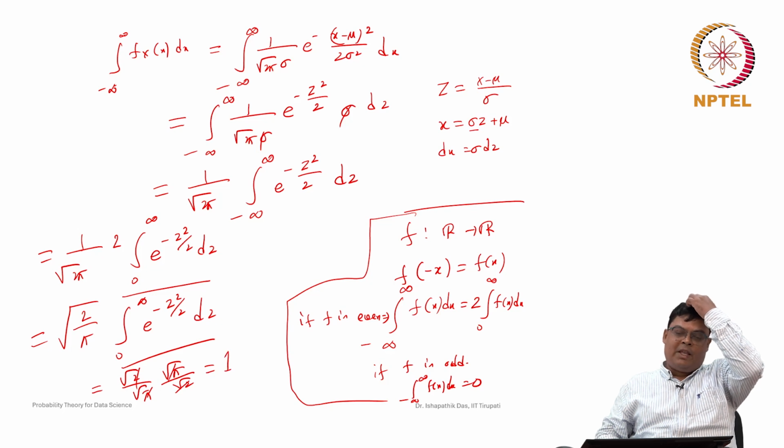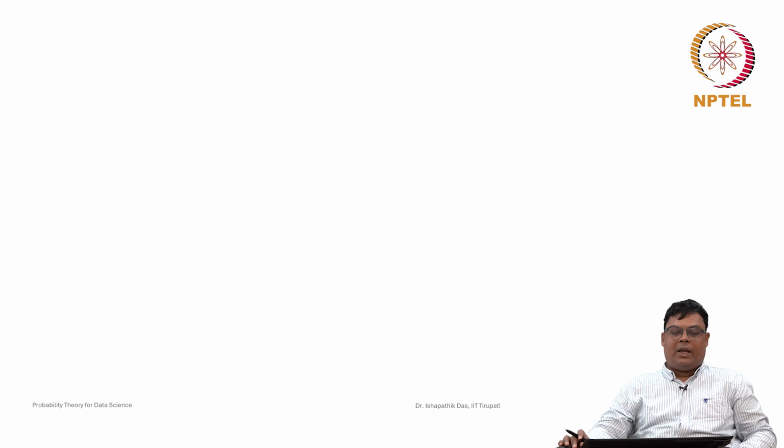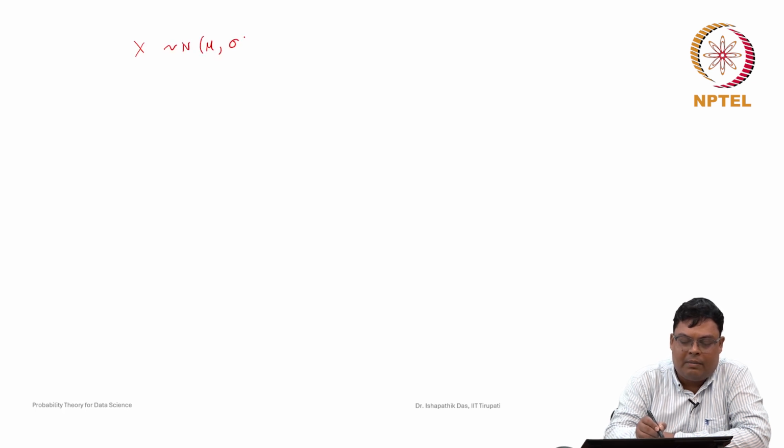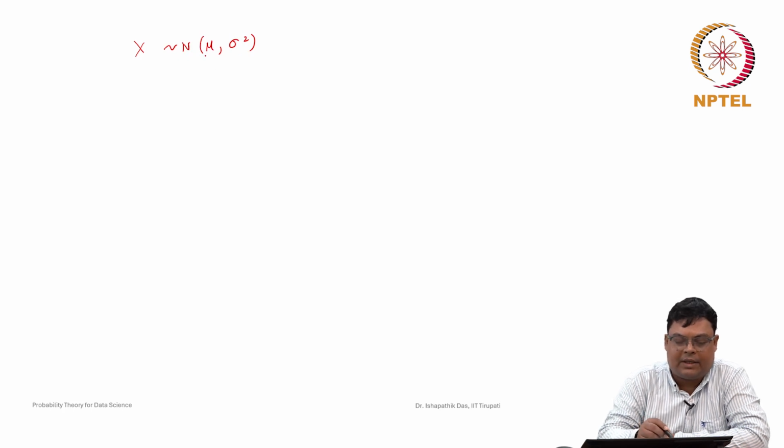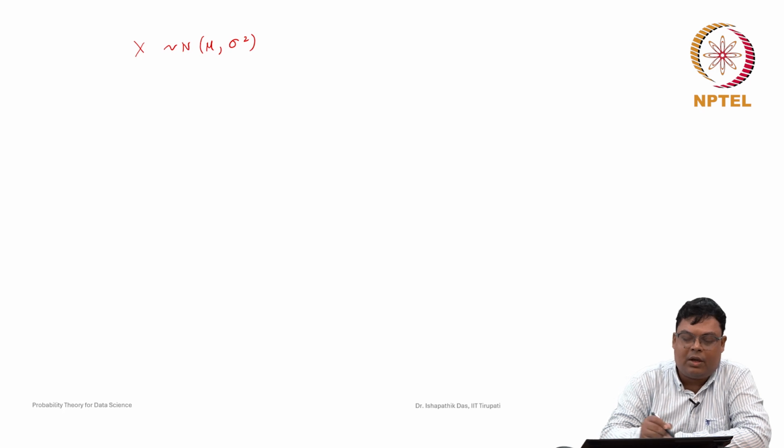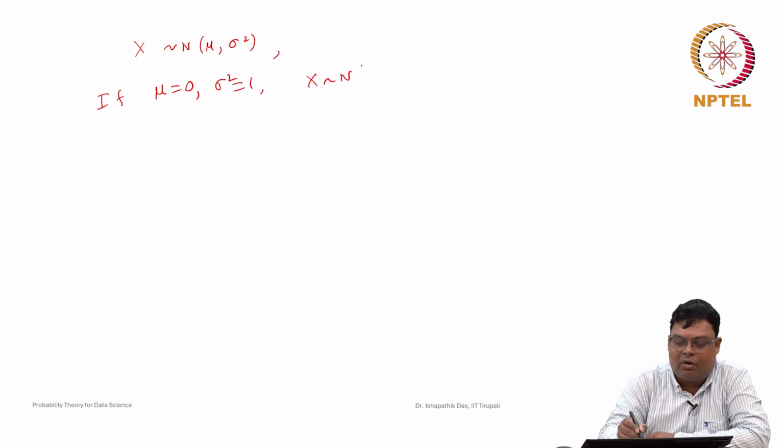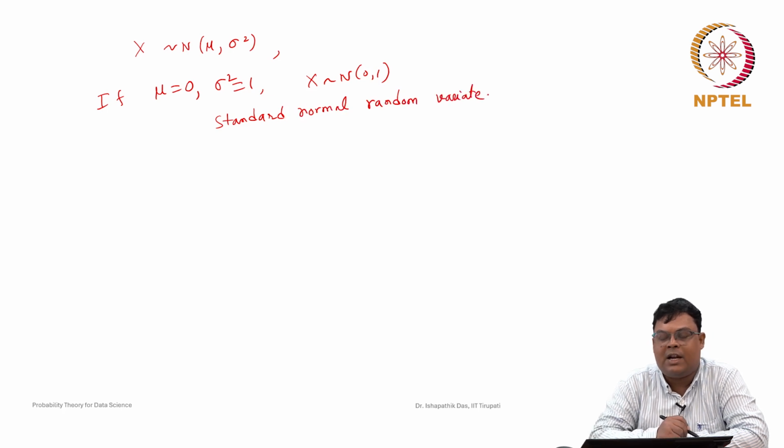Now we will find out what the mean and variance of the random variable will be. Some of the results we can see here. Suppose x is a normally distributed random variable with mean mu and variance sigma square. Then we represent this as x has a normal distribution with mu and sigma square. Now if mu is equal to 0 and sigma square is equal to 1, x has normal 0, 1. It is known as a standard normal random variable, or standard normal variate.